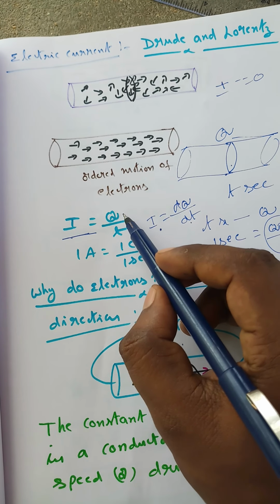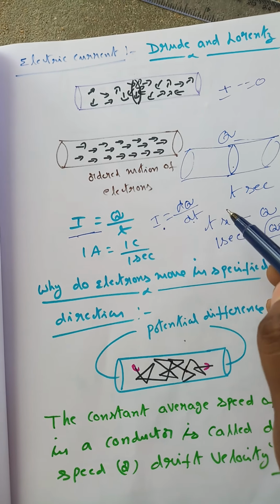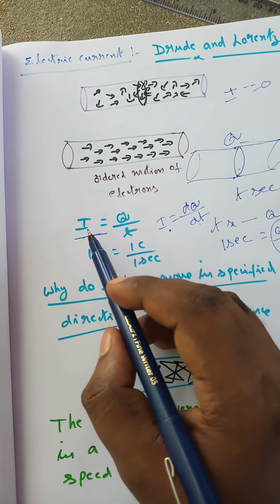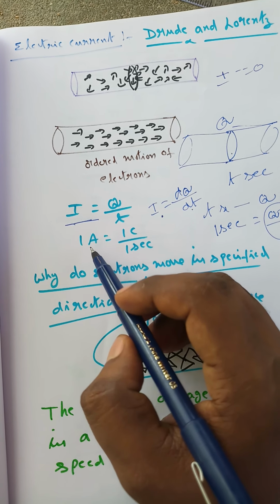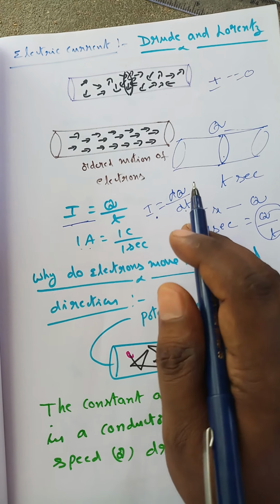So here Q is a charge, measured in coulombs, and time is measured in seconds. So current is measured in amperes. 1 ampere is equal to 1 coulomb per 1 second.